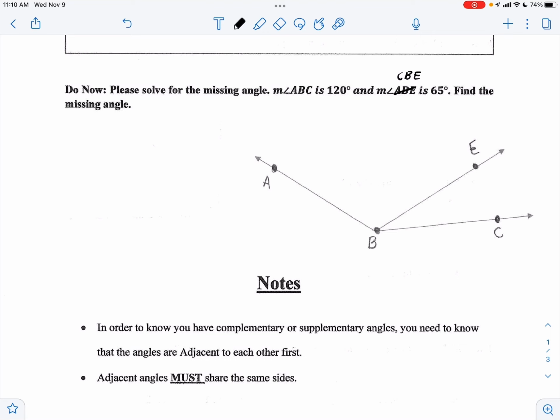65 degrees. Go ahead, take 2 minutes, solve for the missing angle. I want to see you annotate your diagram and showing all your work. All right, so pause this video and take 2 minutes. Go.